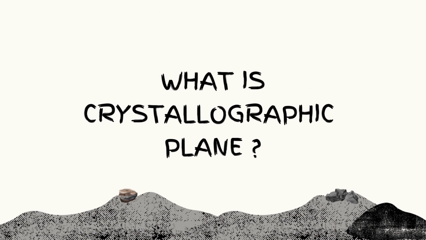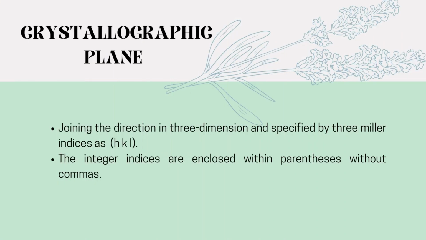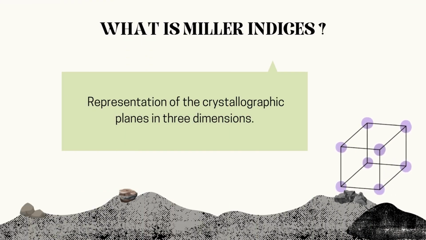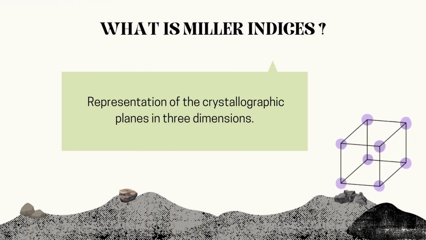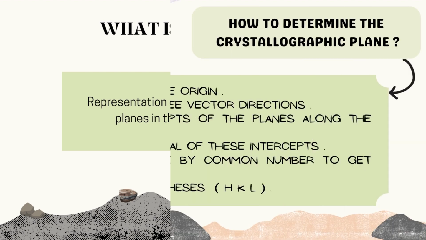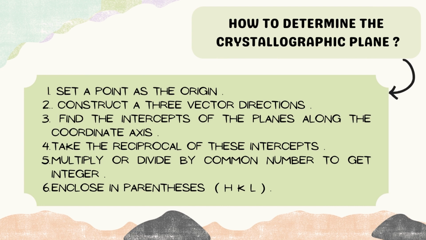What is crystallography plane? The crystallography plane is joining the direction in 3-dimension and specified by 3 Miller indices as HKL. The integer indices are enclosed within parentheses without commas. What is Miller indices? Miller indices are mathematical representations of the crystallographic planes in 3 dimensions. How to determine the crystallographic planes?